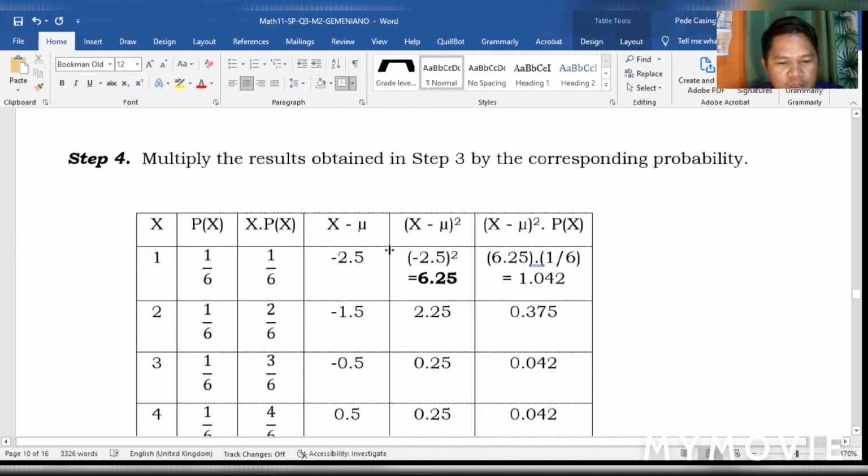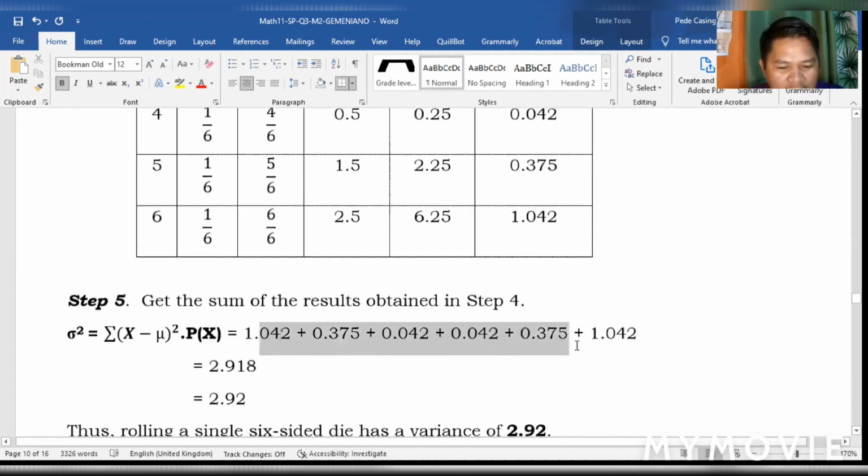So multiply the results obtained in step 3. So for example here, our x minus m squared, meron tayong value. I-multiply natin sa probability. Ang probability natin ay 1 over 6. So 6.25 times 1 over 6 is 1.042. So each of these, multiply to 1 over 6.